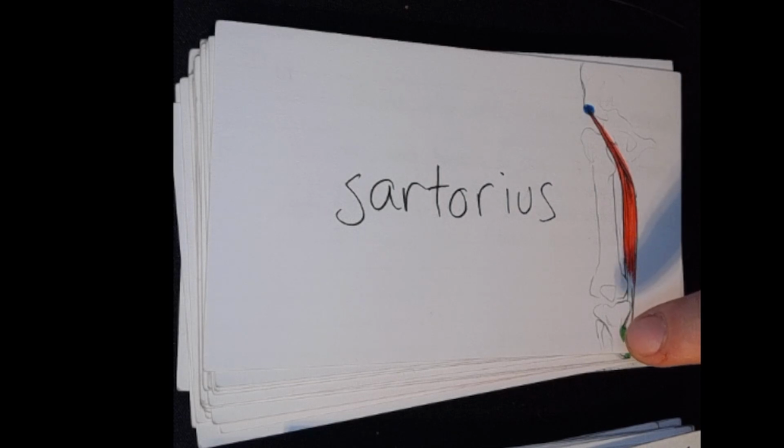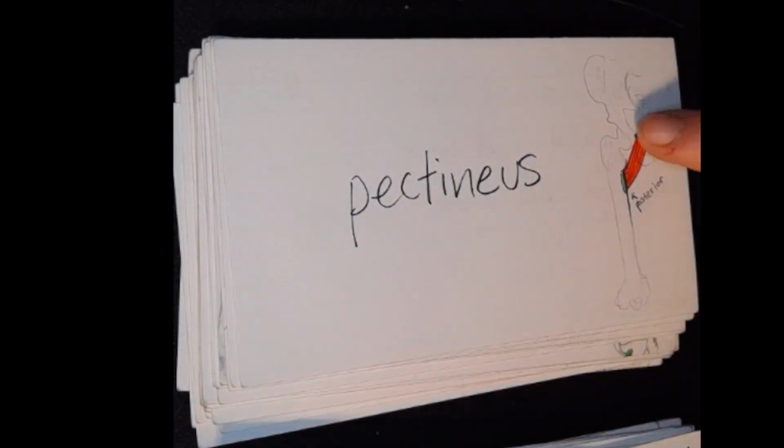Sartorius. Origin, ASIS, or anterior superior iliac spine. Insertion, pes anserine, or goosefoot. Action, hip flexion, external rotation, abduction, and knee flexion. Innervation, femoral.